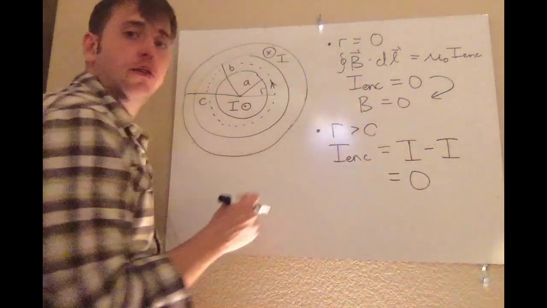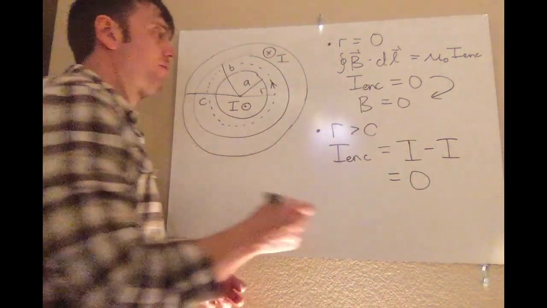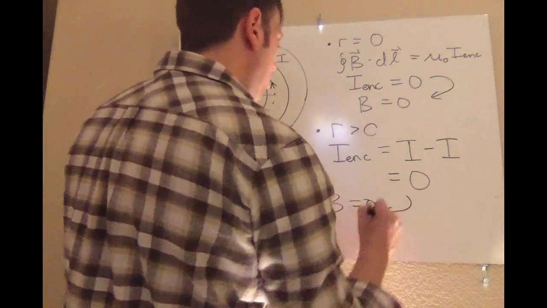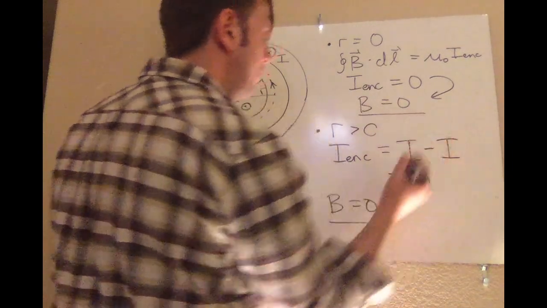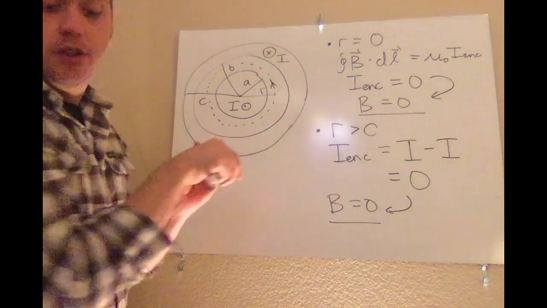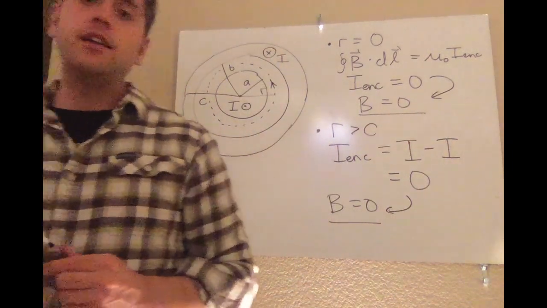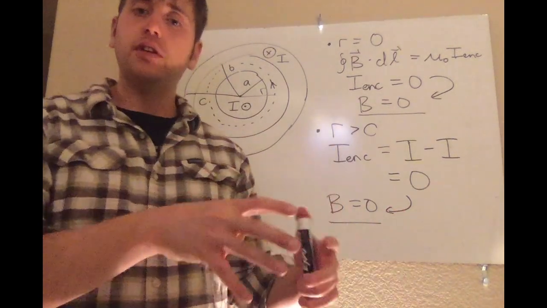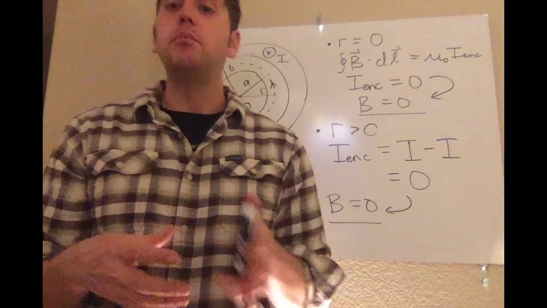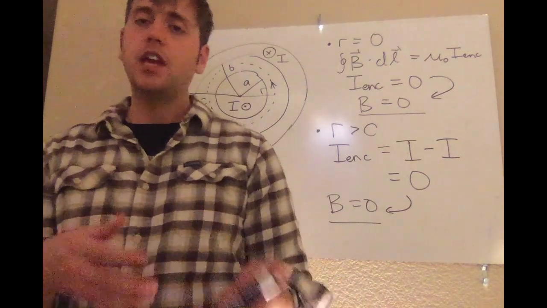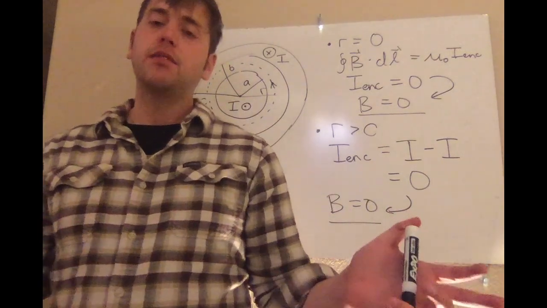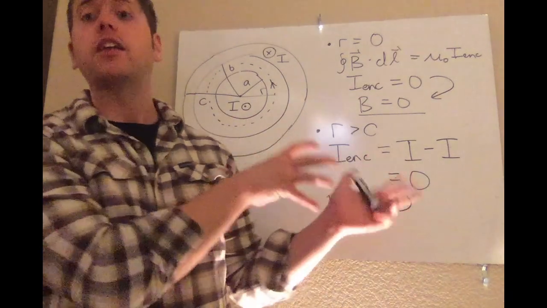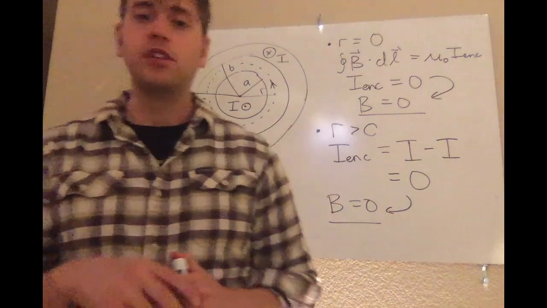I'm not actually enclosing any current here either, which implies that the B field is 0, both at the very center and anywhere outside of the coaxial cable. And that's why a coaxial cable is very useful, because the magnetic field goes to 0 outside. That means even if you're running some current through this cable, it's not going to create a magnetic field that's going to interfere with other electronics nearby, because that magnetic field is going to 0 outside.